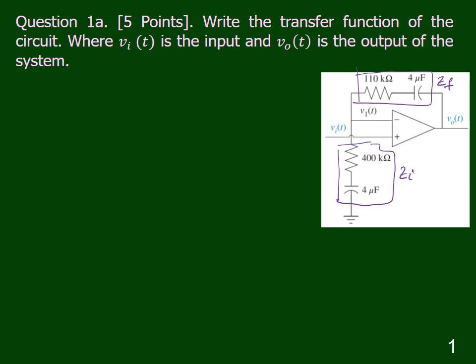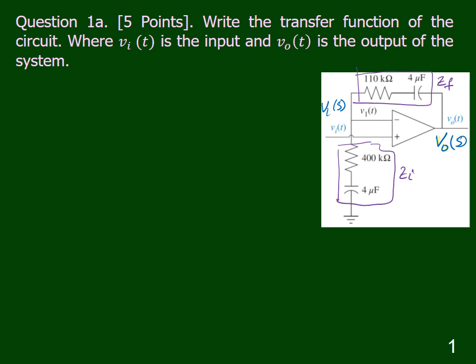V output t as Vo, V output s as Vo(s), and Vi(t) as Vi(s).